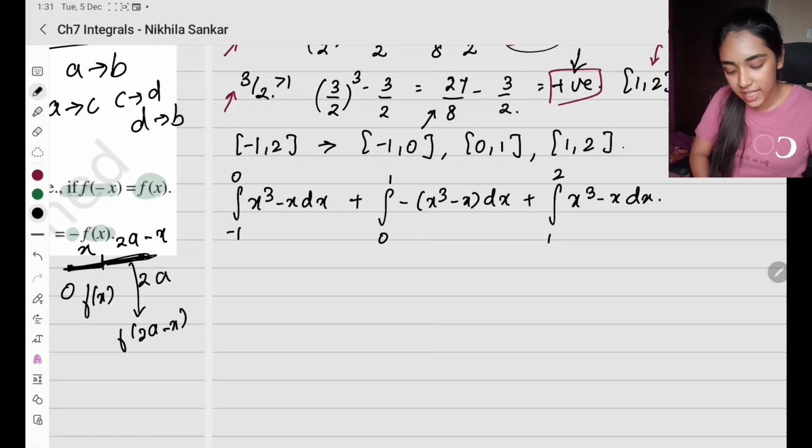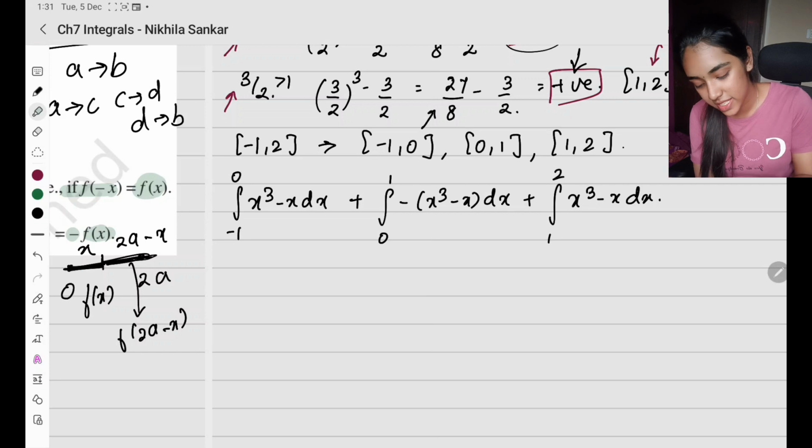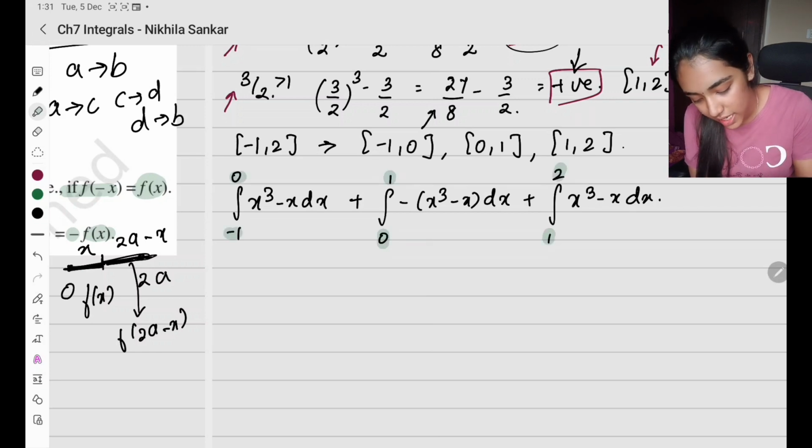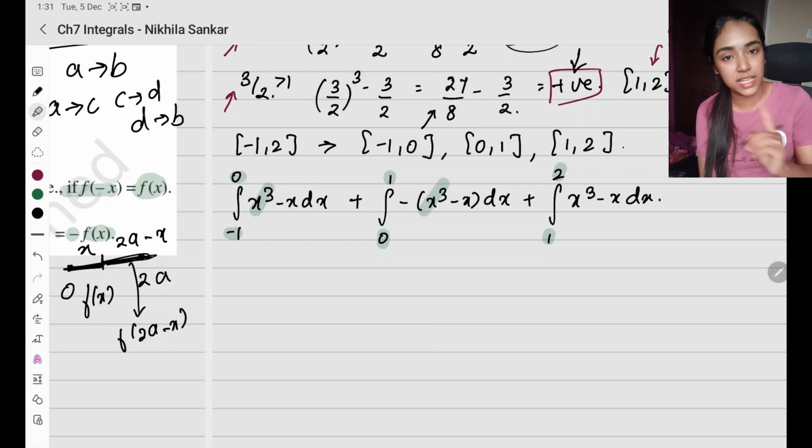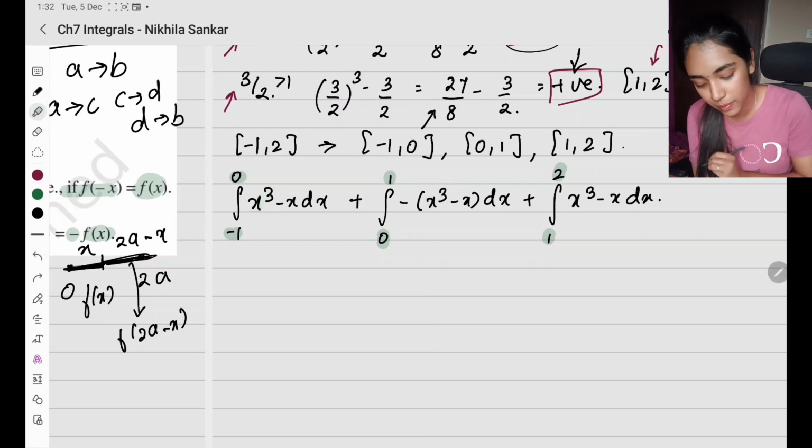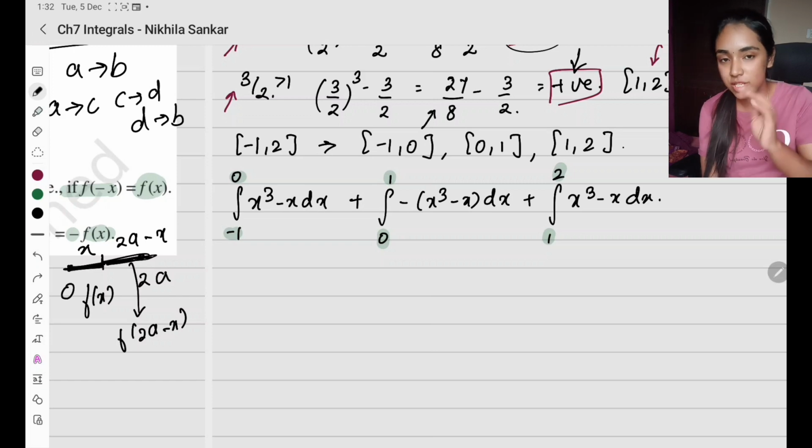Okay, do not add at this point, do not open it, because the intervals are different. Here minus 1 to 0, here 0 to 1, here 1 to 2. Please don't cancel. Now here there is x cube, here there is minus x cube, but you should not cancel them. The limits are completely different, so you cannot cancel them. So let us solve the integral.